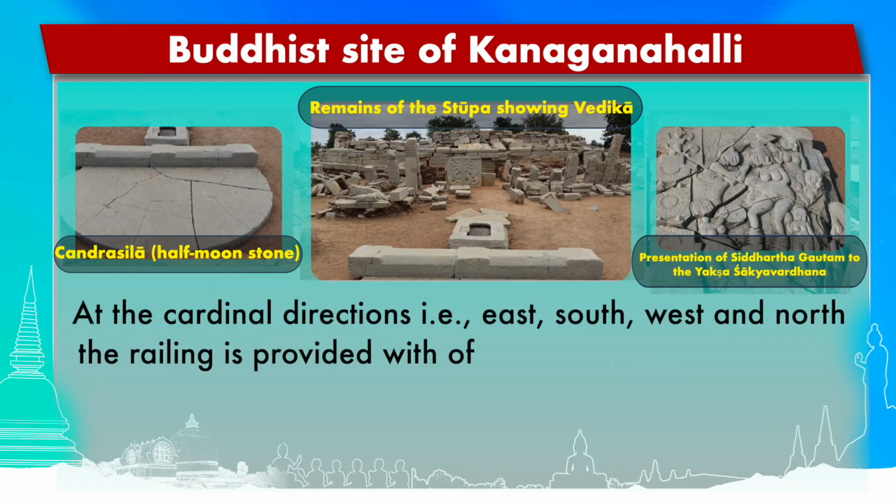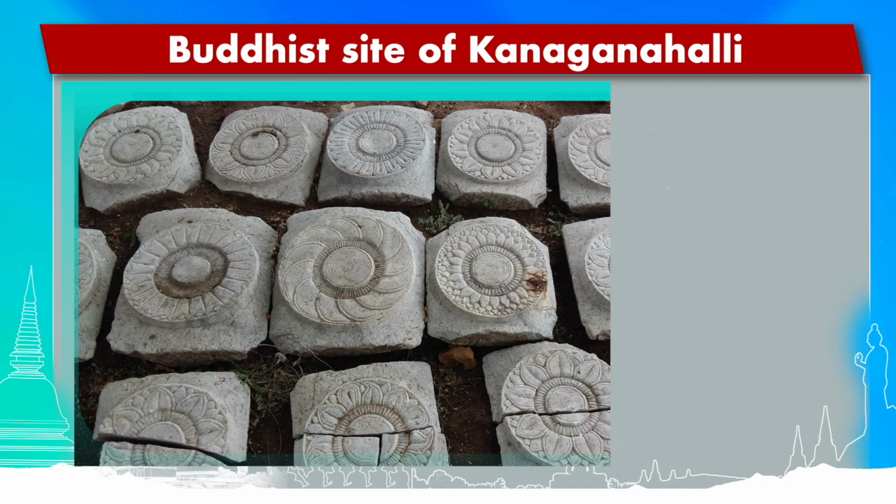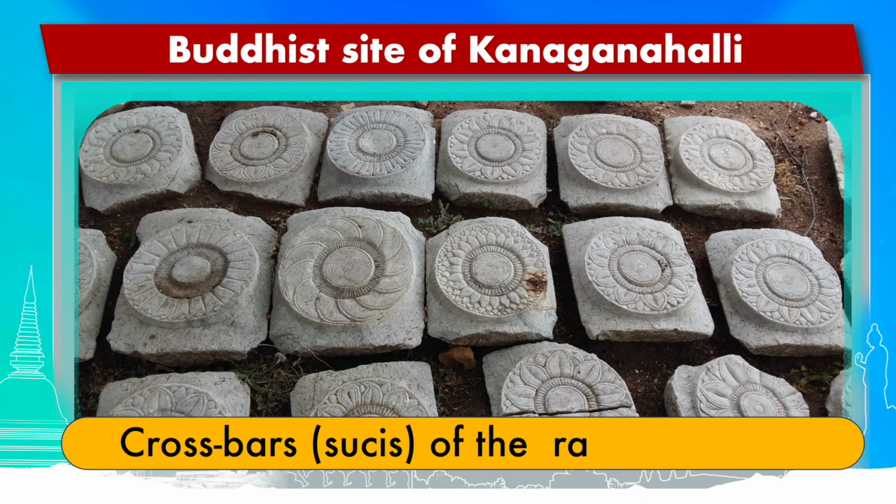At the cardinal directions, that is east, south, west and north, the railing is provided with offset entrances with ornate chandrashilas, that is half moon stones like limestone steps, and pedestals to accommodate probably the sculptures of the yaksha. Evidences of mutilated yaksha sculptures are encountered at the northern and southern entrances. The railing of the stupa is placed 3.95 meters away from the medhi.